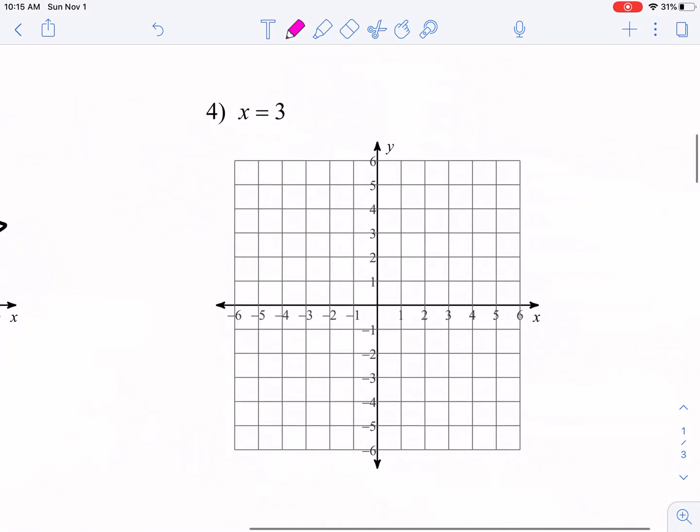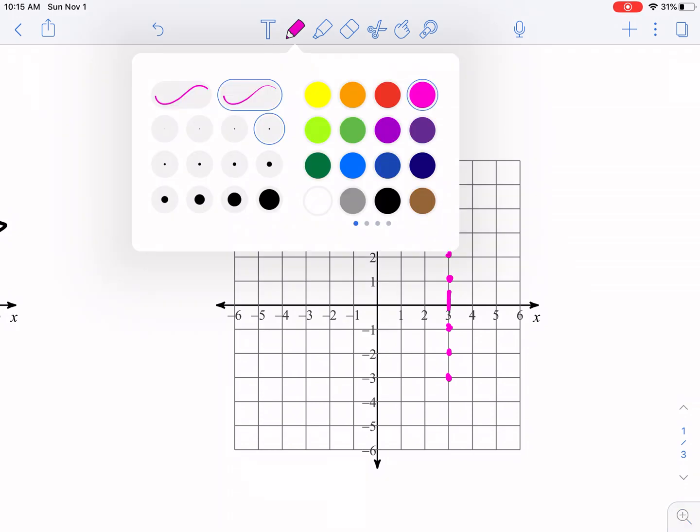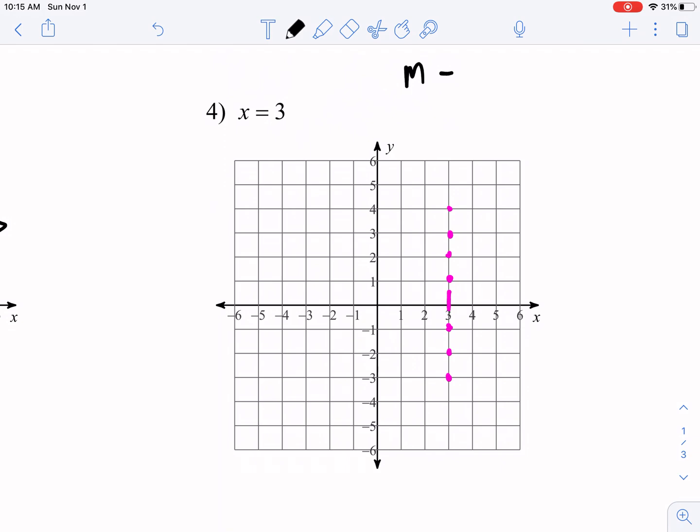Now this one is the exact opposite. Instead of having a slope that is 0, it has a slope that is undefined because it's a vertical line and every x value is a 3, okay? So this one says that every x value is going to be a 3. In other words, I'm crossing the x-axis at 3 and every point will also have an x value of 3. So the slope is undefined because we have a vertical line. And the B, well, there is no B.